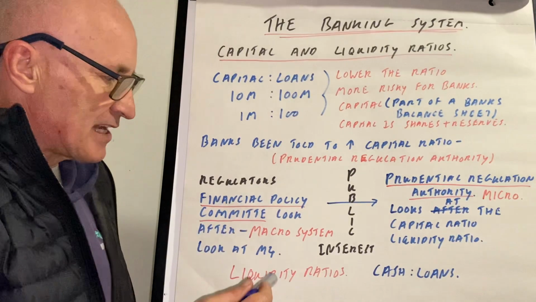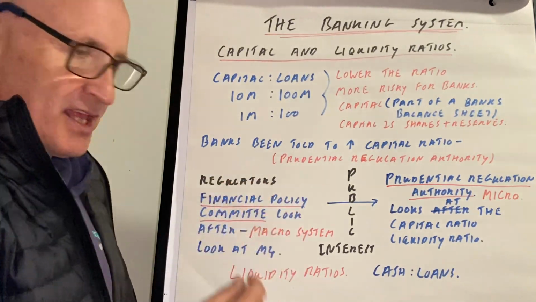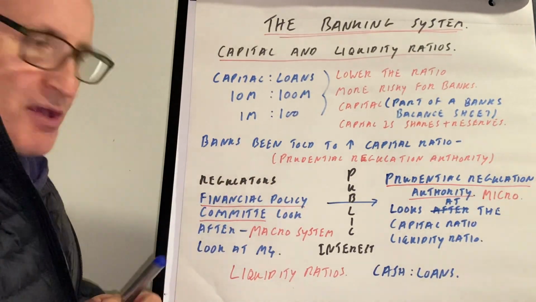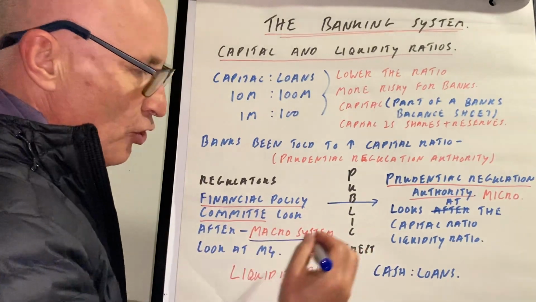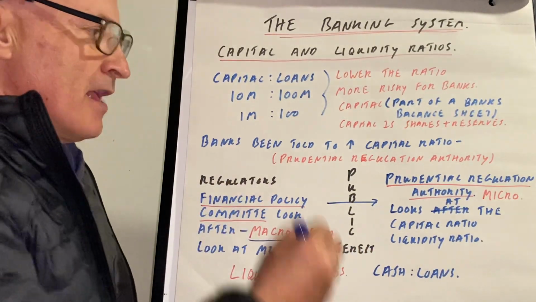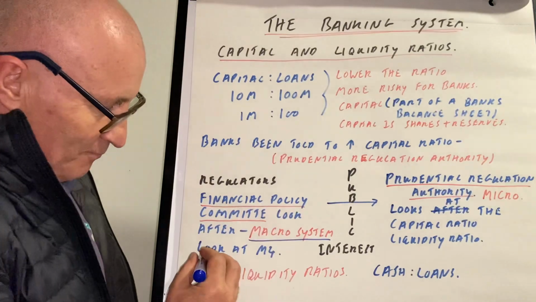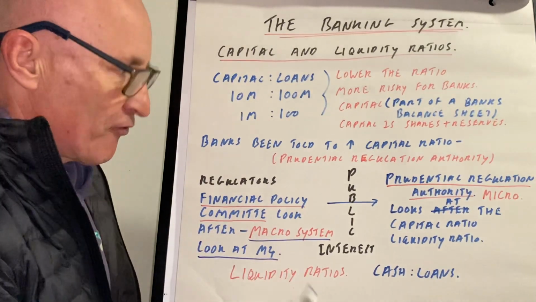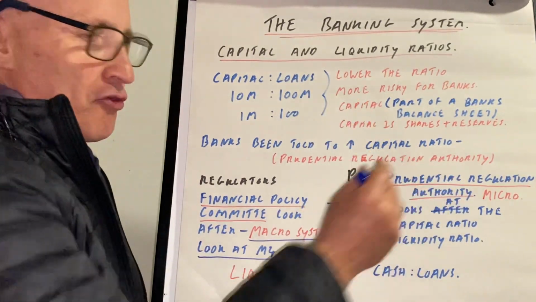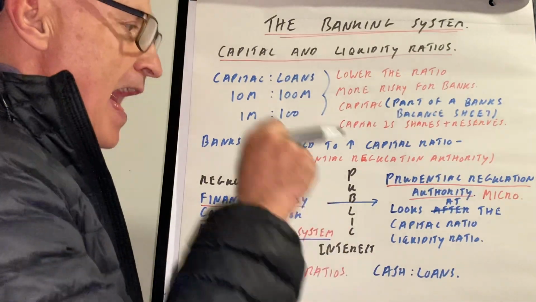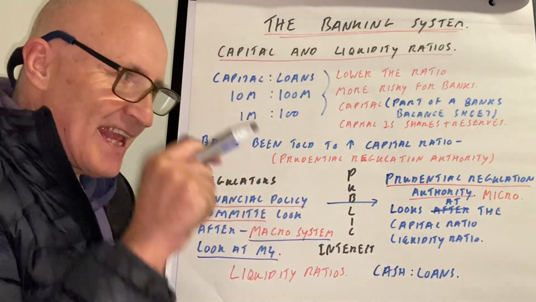Now, in 2011, we had the Financial Policy Committee. Their big word here is the macro system. So they will look at the whole system. And in particular, they will look at M4. The Prudential Regulation Authority is the micro system. And what they do is that they will look at individual banks.